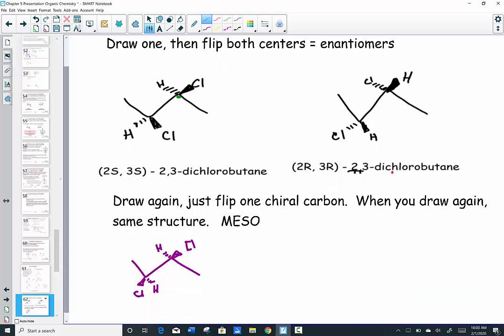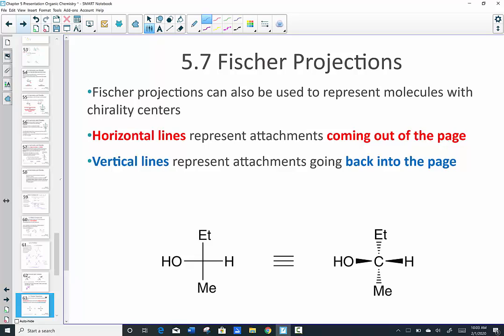When we drew again, we flipped just one chiral carbon, and when you examined that, we did recognize a plane of symmetry and found a meso compound. So that's what you'll practice when you're looking at your meso examples, looking for a plane of symmetry. You will have an opportunity to look for points of inversion as well.